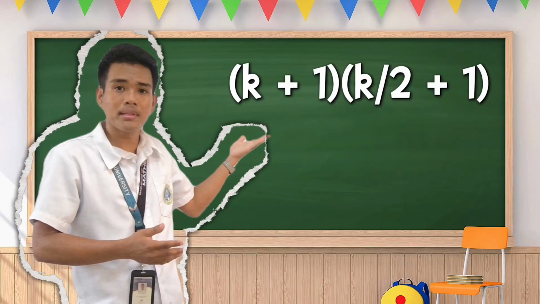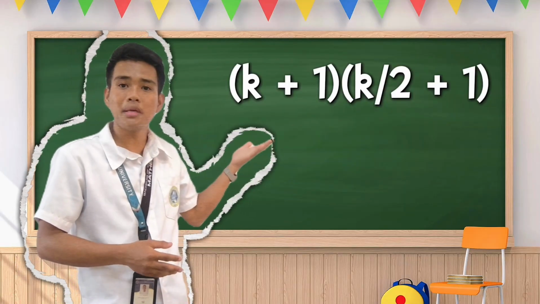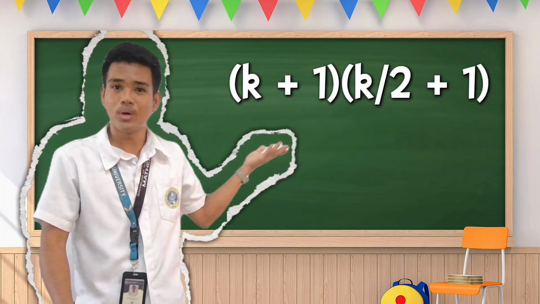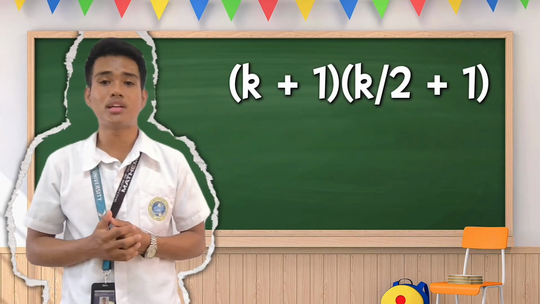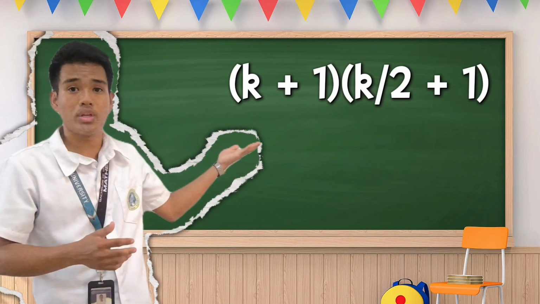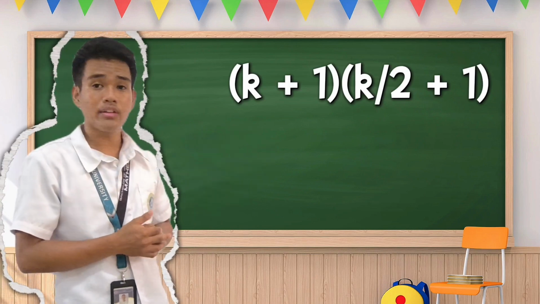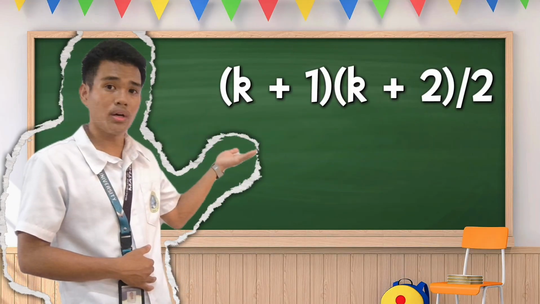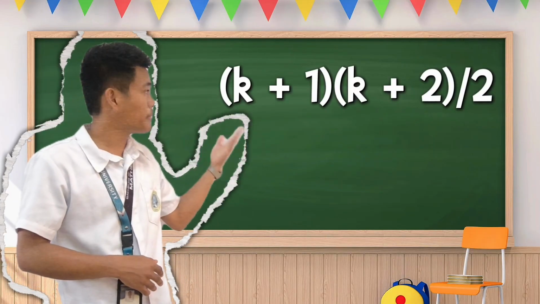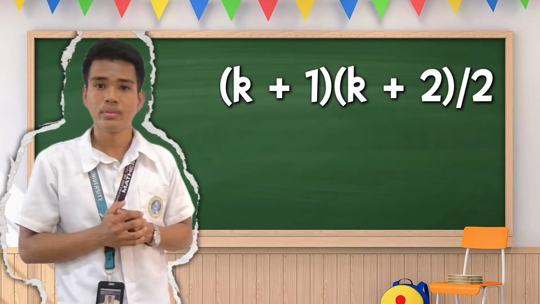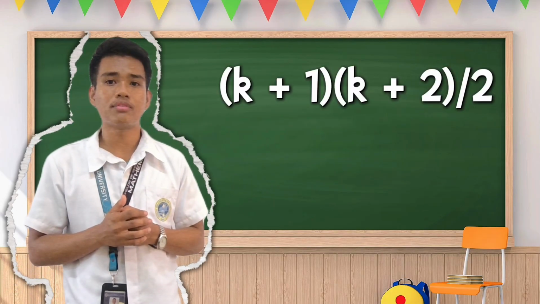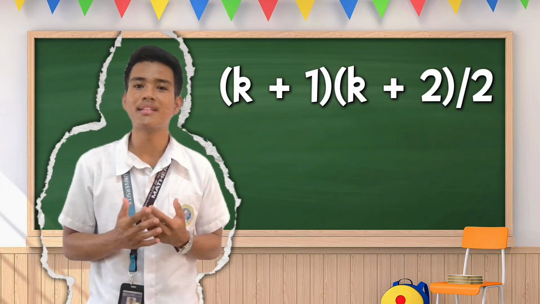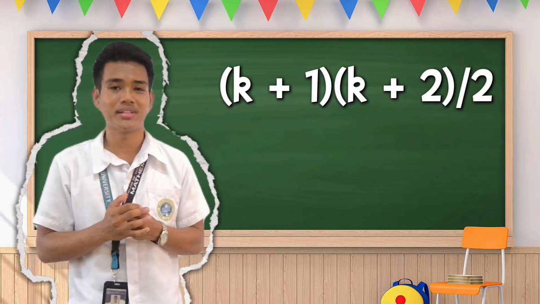Now the result after factoring the equation will become like this: the quantity of k plus 1 multiplied by the quantity of k over 2 plus 1. The next step is that we are going to simplify this equation. The simplified form will become the quantity of k plus 1 multiplied by the quantity of k plus 2 over 2. So this matches the formula for n is equal to k plus 1. Therefore, the statement is true for all natural numbers.